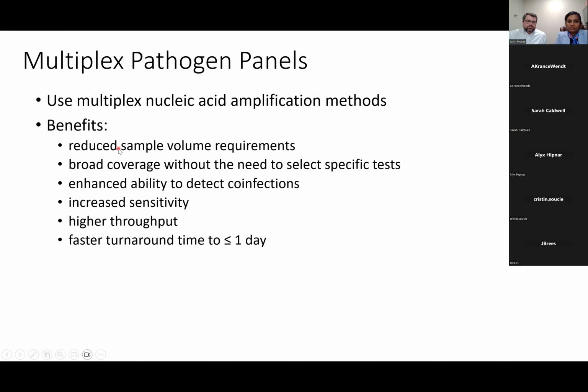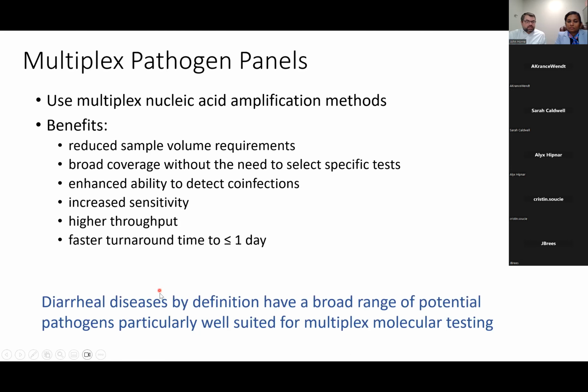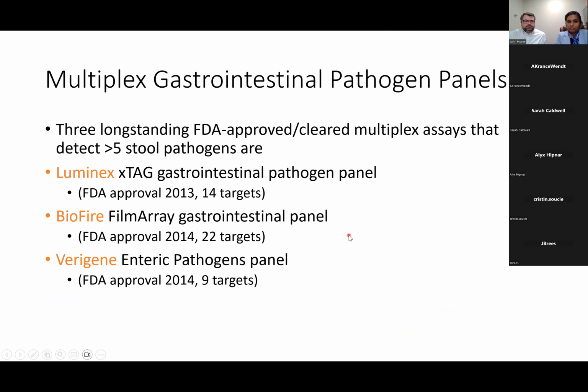The benefits of this are a reduced sample volume, so you just use a little bit of stool, and broad coverage without the need to select specific tests. It will test a lot of things, and the most important thing is having the common things on there, because that's what you're going to see the most, but it covers a lot. The sensitivity is very good, you can do a lot of stool tests, and there's a faster turnaround time. Diarrheal diseases, by definition, have a broad range of potential pathogens, so they're well suited for this type of testing. You're just taking a little bit of stool and checking for a lot of things.